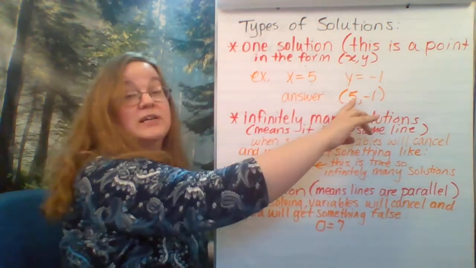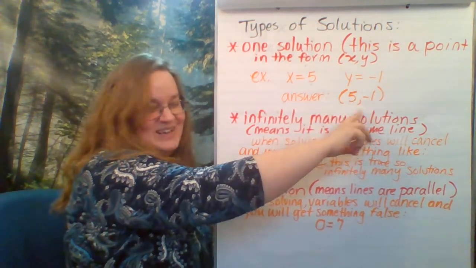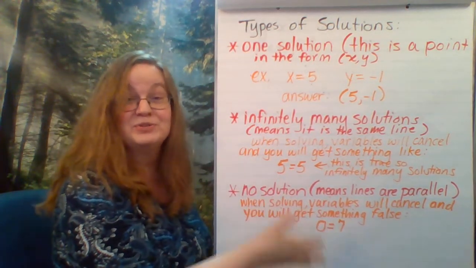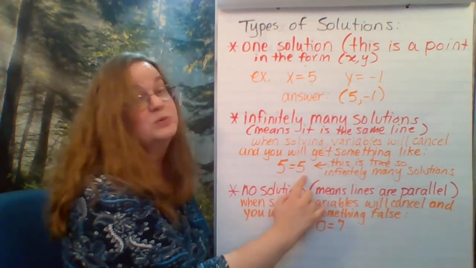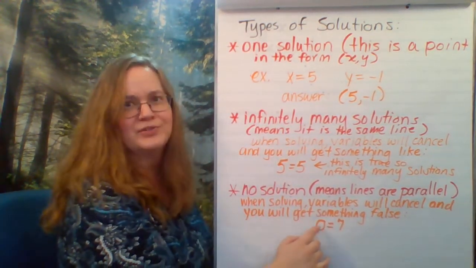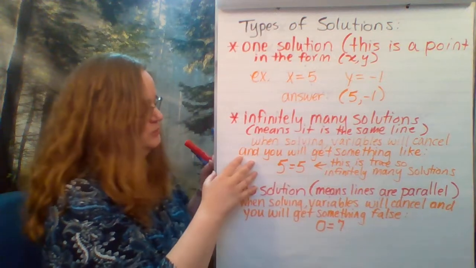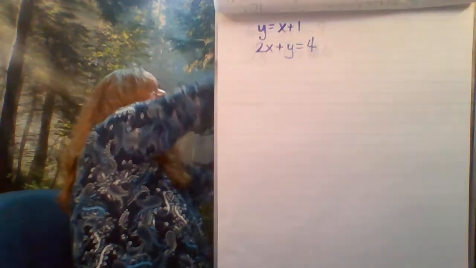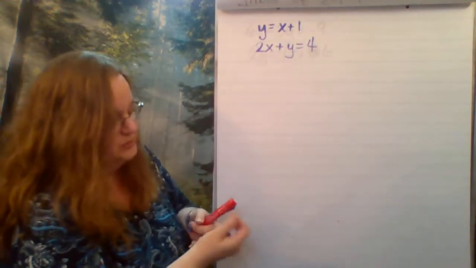Okay, so you're either going to get a single point. Most of the time, this is what's going to happen. Occasionally, everything's going to cancel out, all the variables, and you're either going to get something that equals itself, which means it's infinitely many, or something that equals something that it's not, which is going to be no solution. So let's take a look at what each of those looks like when we solve it.